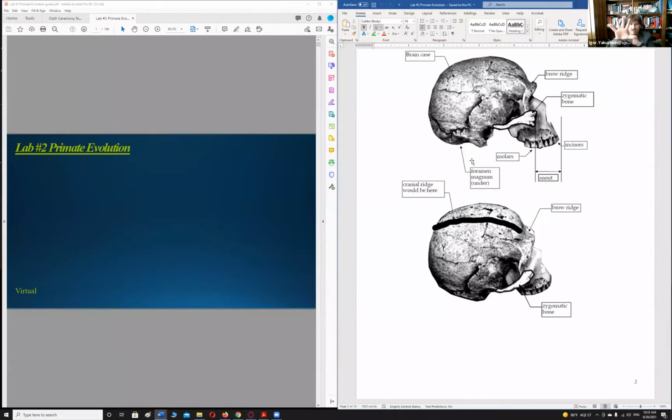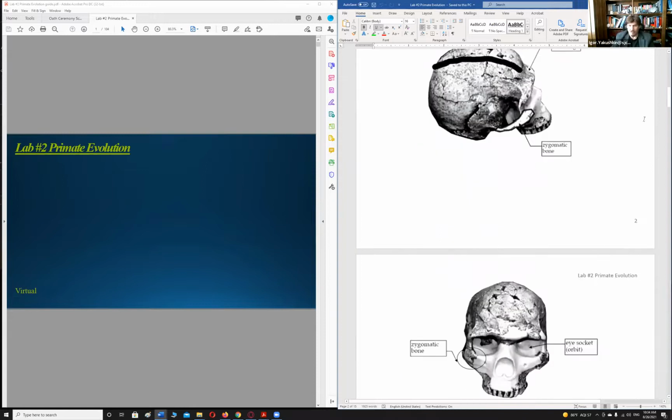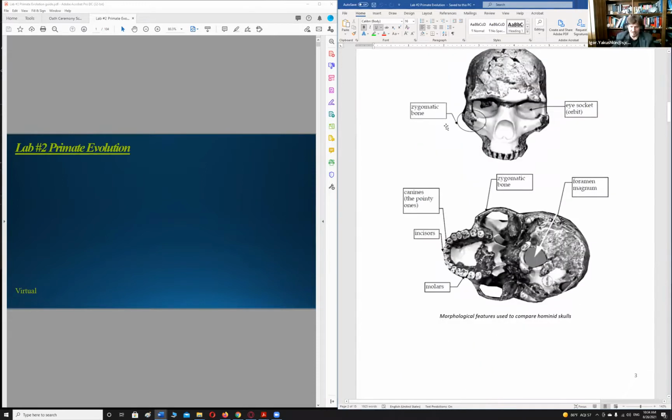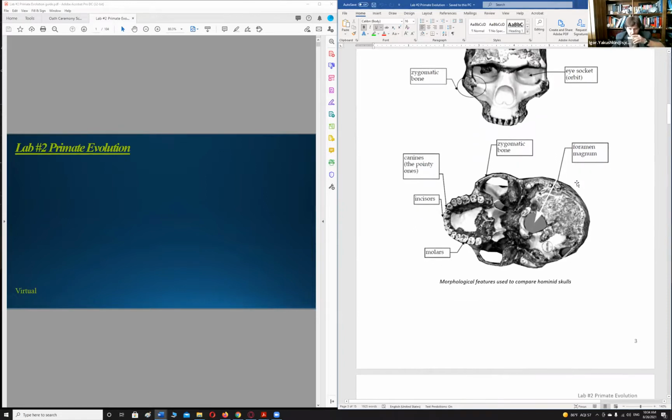So, five features which you need to know. I understand the upper jaw and lower jaw. I'm not going over that. I don't think there will be a question like this, but you need to know sagittal crest, zygomatic arch, snout. You will need to know brow ridge, and you need to be able to recognize the foramen magnum. So yeah, eye sockets, zygomatic bone. We talk about the foramen magnum. All good.